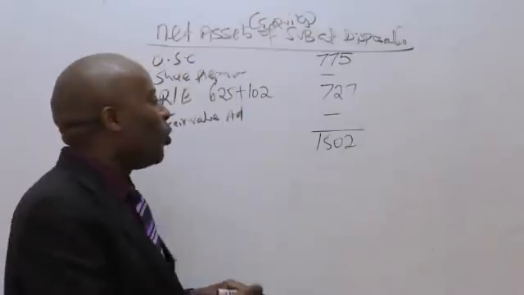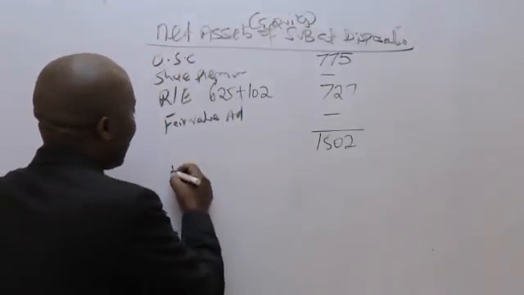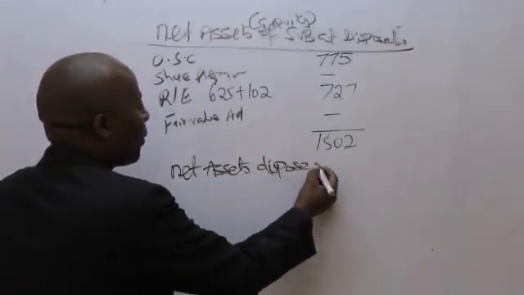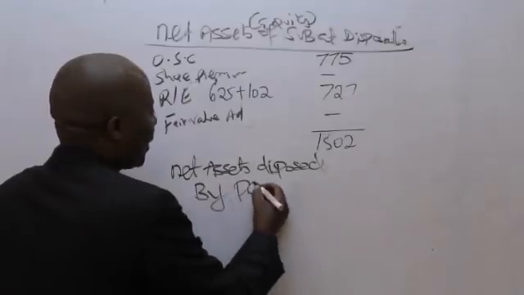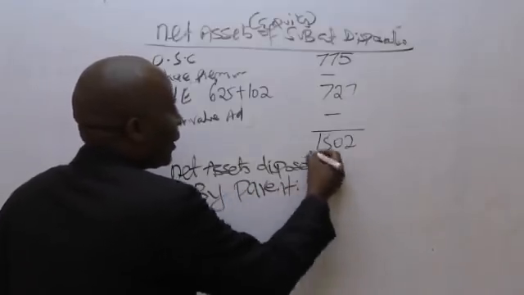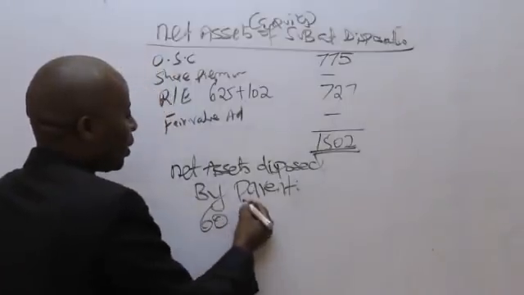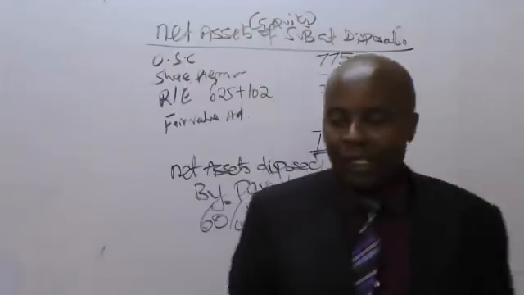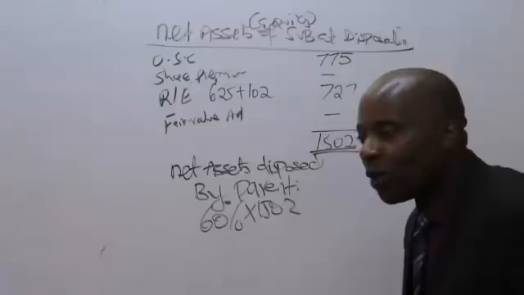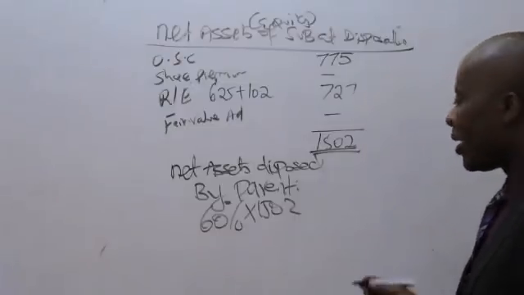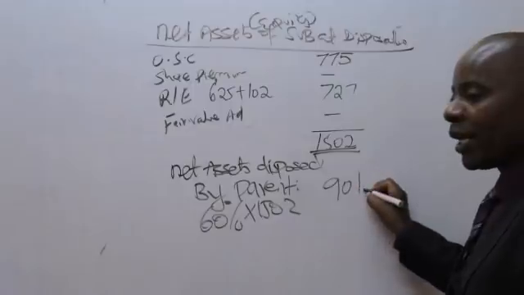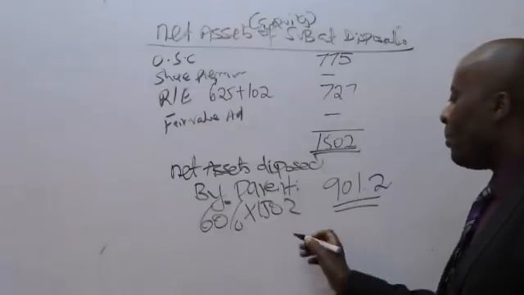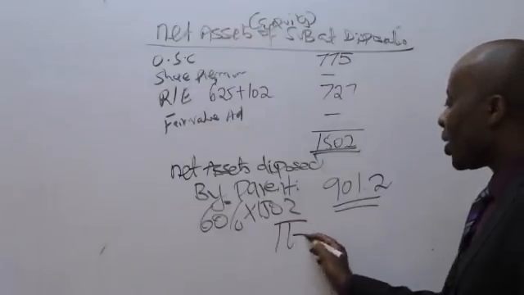So in this case, look at the net assets disposed by the parent. This I can double underline will be 60%, its share, of this 1502. Is there anybody who is able to give me this figure, 60% of 1502? So already they have a figure of 901.2.